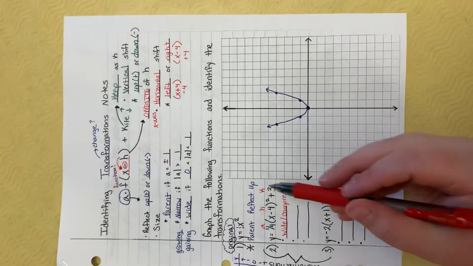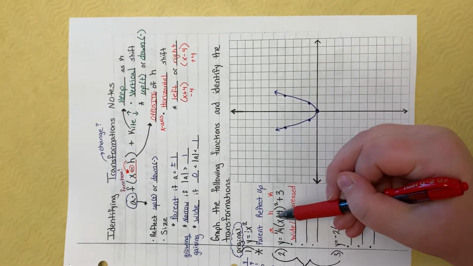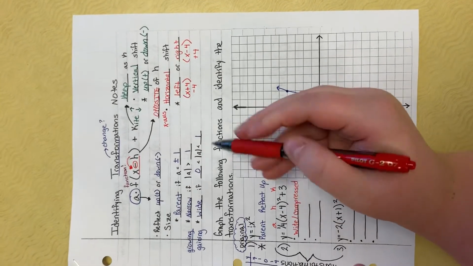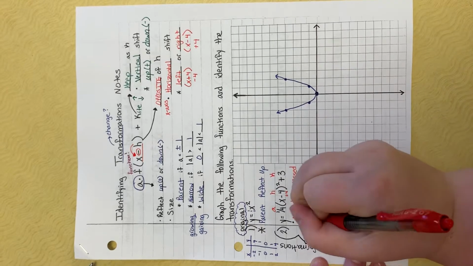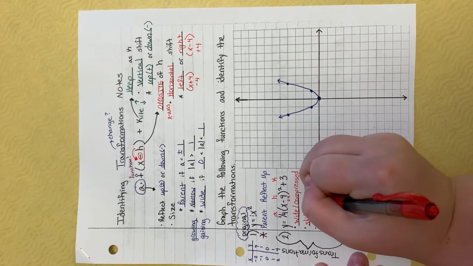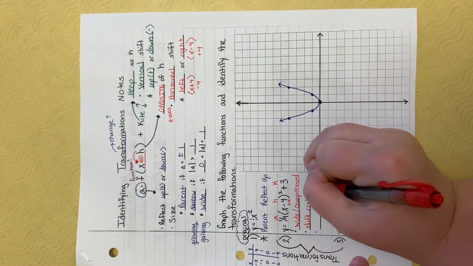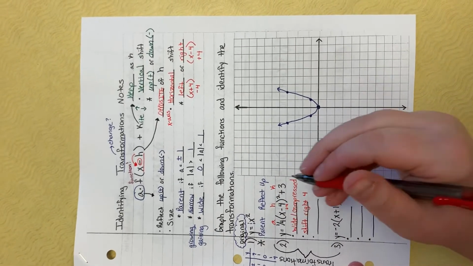Okay. Next, h is our horizontal shift. I take the opposite of it, so it's technically a positive 4. And if it's positive 4, this is going to shift right 4 on the x-axis, if you needed to see that. That's always your x-axis shift.